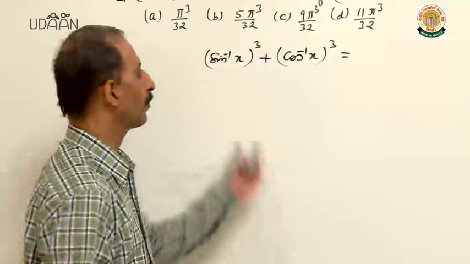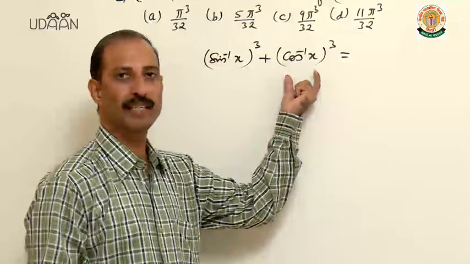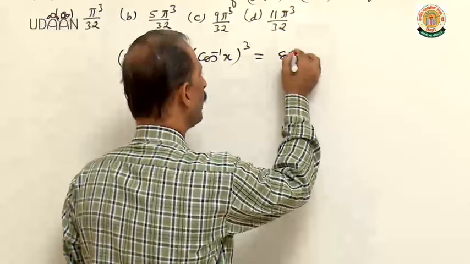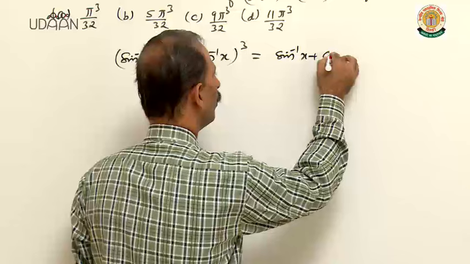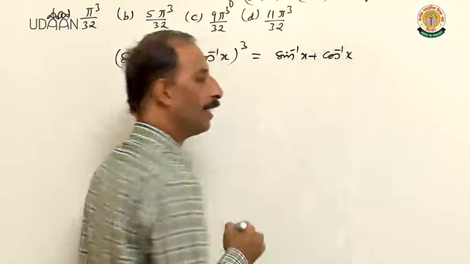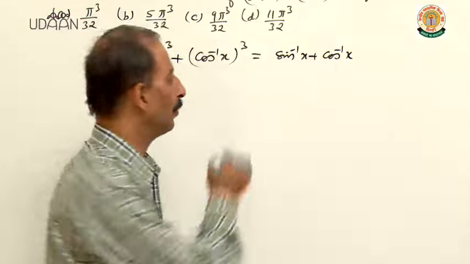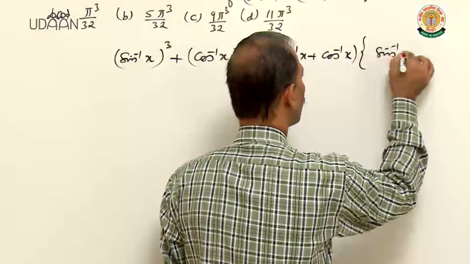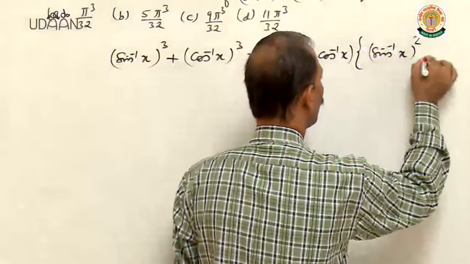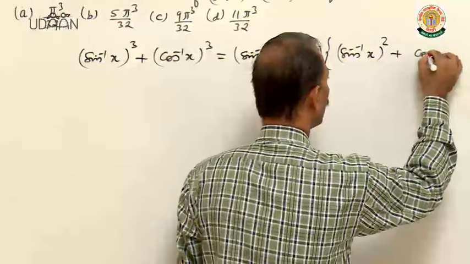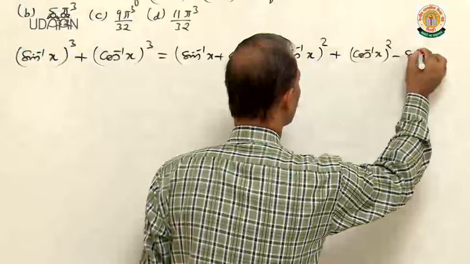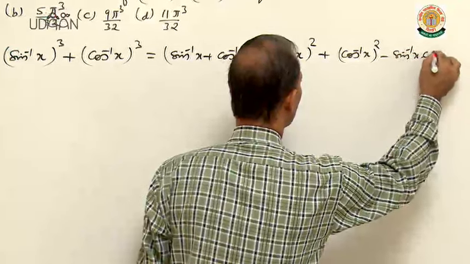Children, do you remember the a cube plus b cube identity? I can use it here. So a cube plus b cube is (a plus b) into (a square plus b square minus ab). So that identity I am using here. So (sin inverse x plus cos inverse x) into ((sin inverse x) whole square plus (cos inverse x) whole square minus sin inverse x into cos inverse x).